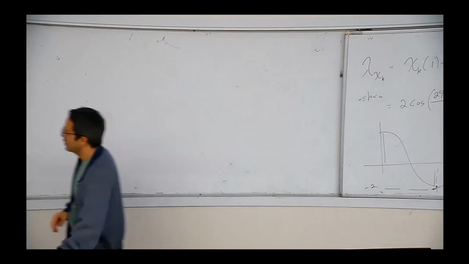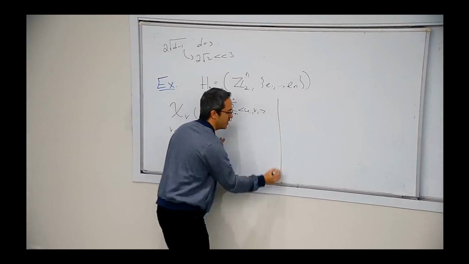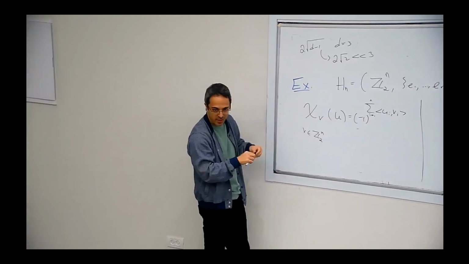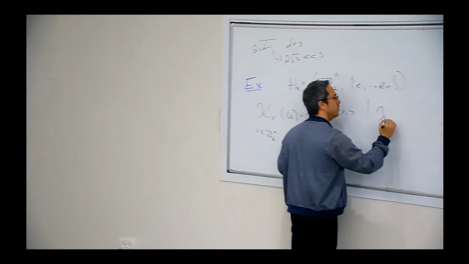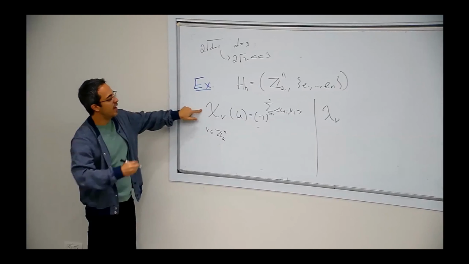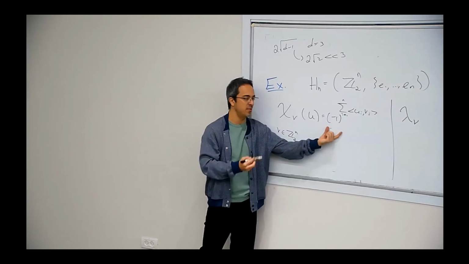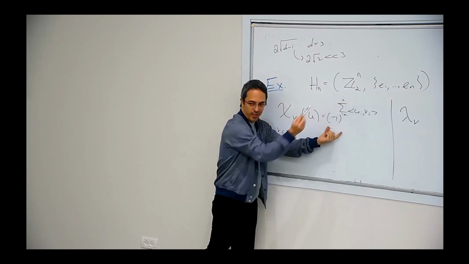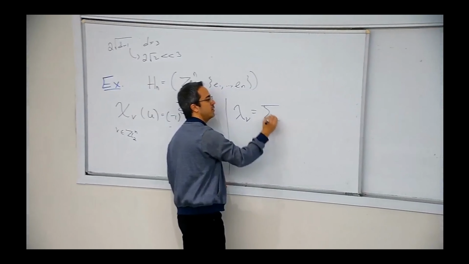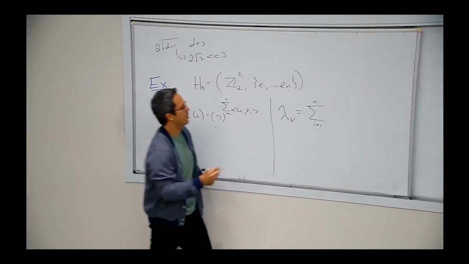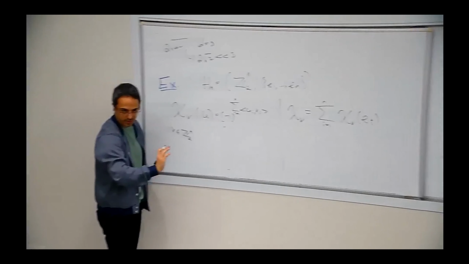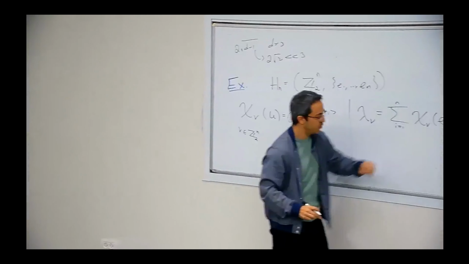Okay, so now maybe I'll stick to this board. Let's look at the eigenvalue lambda corresponding to some V, chi V. We know what we should do: take the sum of that expression across all the generators. The generators are just unit vectors, so I should take the sum over all the generators, which are the e_i, unit vectors.